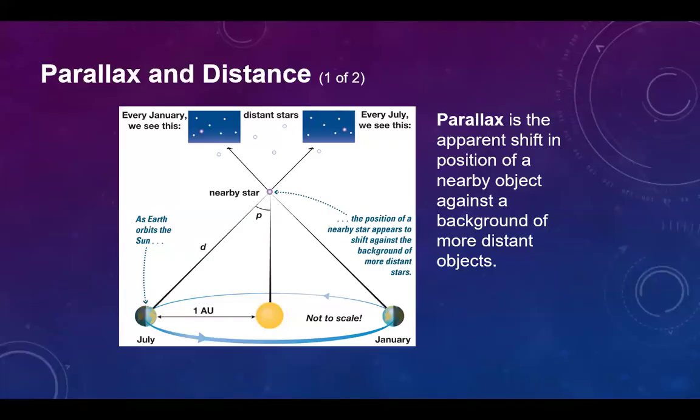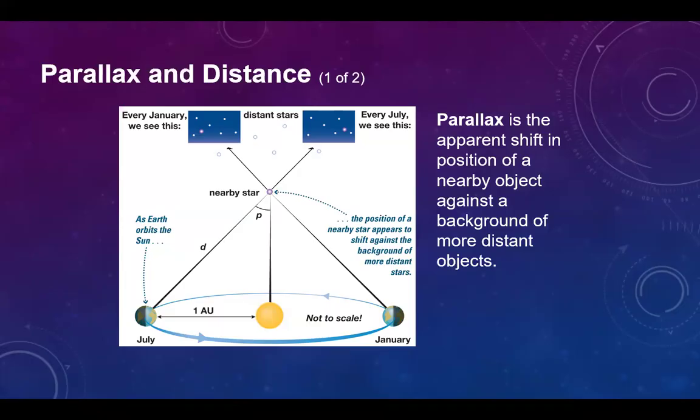The same thing happens with stars and the Earth. We move from one side of the sun to the other every 6 months because we're orbiting around the sun. We move a distance of 2 AU. So a nearby star will move against the background of more distant stars. So that's parallax.